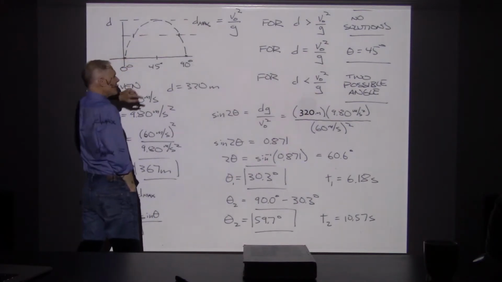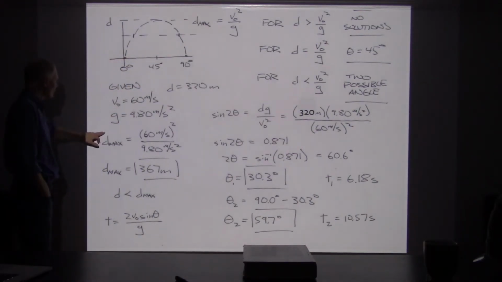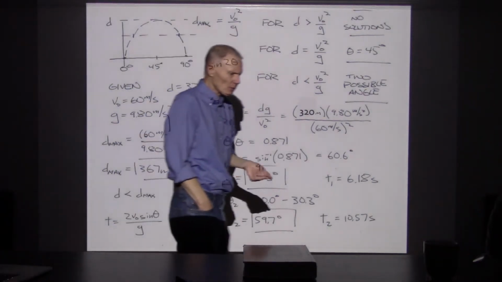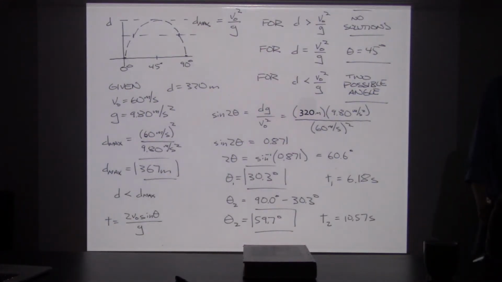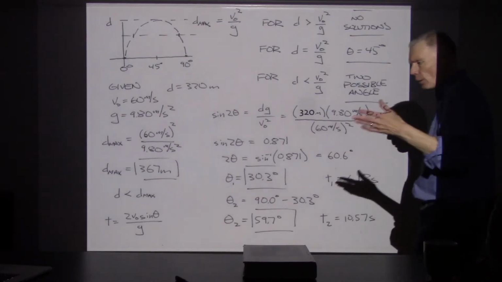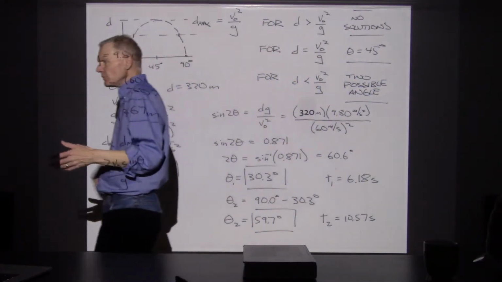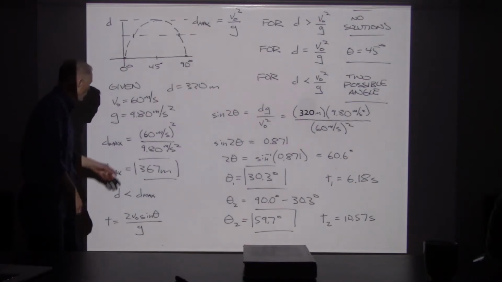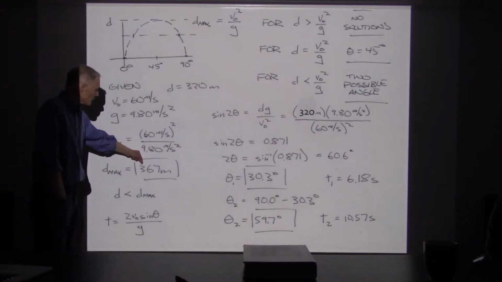So neither of those are what we're after. Now there's a Dmax, and I want to solve for the Dmax first because I'm a little curious here. The Dmax is 60 meters per second, squared, over 9.8. It says that this muzzle velocity, 60 meters per second, the projectile could go as far as 367 meters. So that tells us at what point targets are in range. If the target is within 367 meters, it's in range. That would say that we can hit a target as far away as 367.